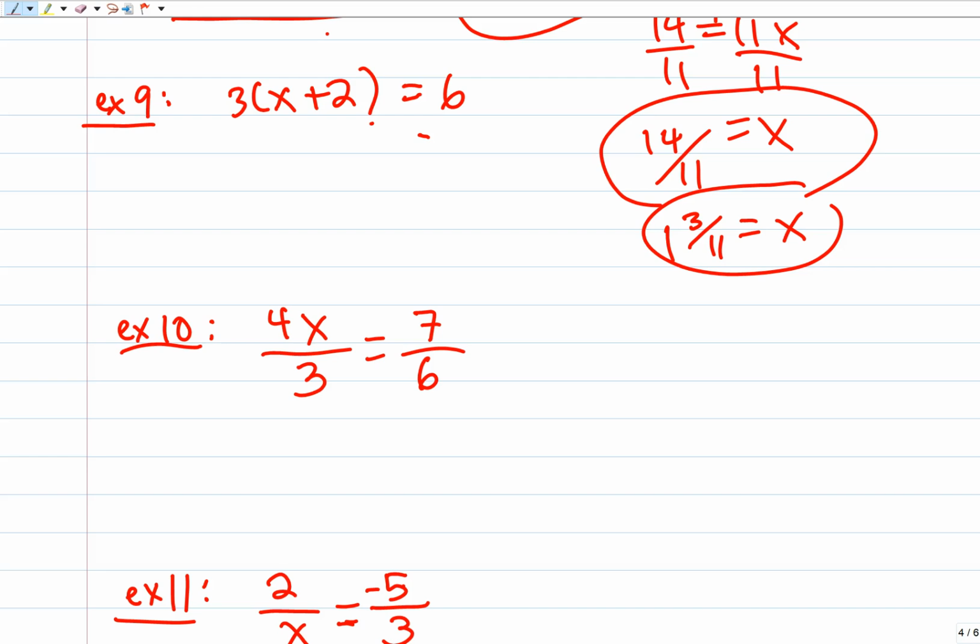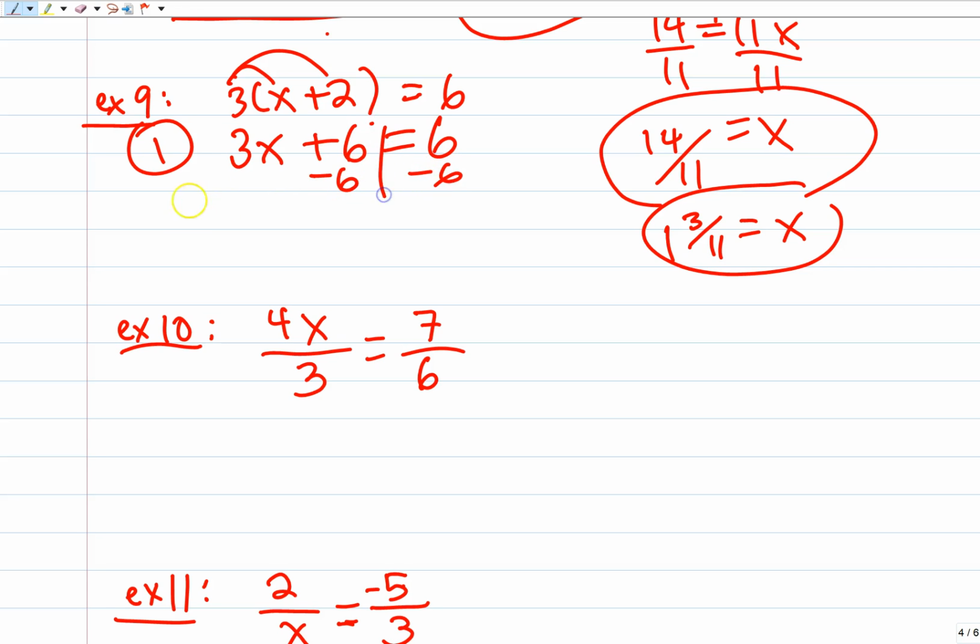Let's work through this. Ready? First step. The 3 distributes, giving us what? Equals, I like that dot, I'm going to make that go away, 6. That's done simplifying, right? Step 1. Step 2, undo the adding by, what's left on the left side? What's left on the right side?